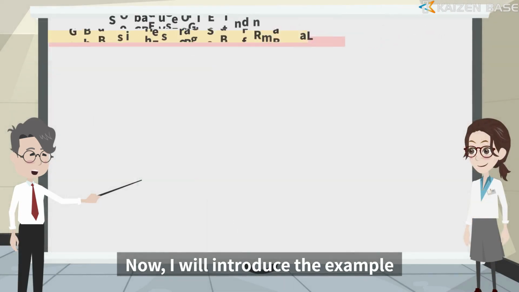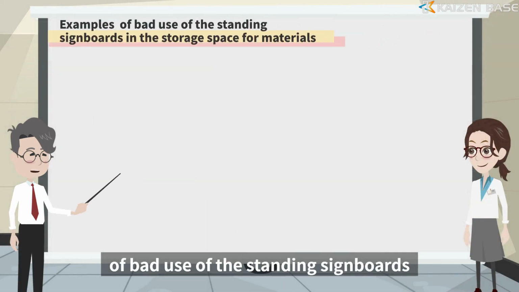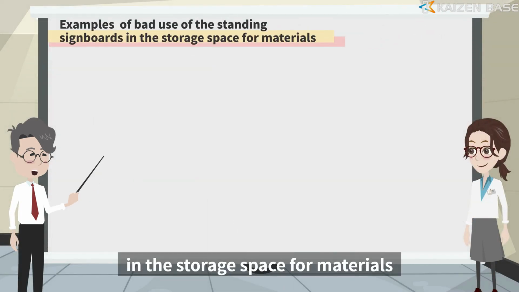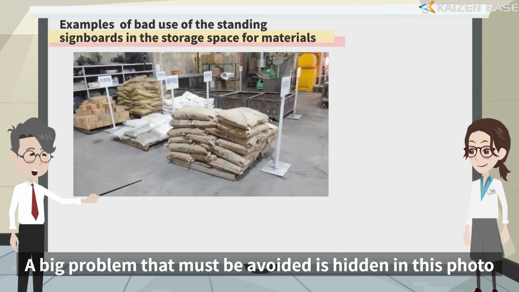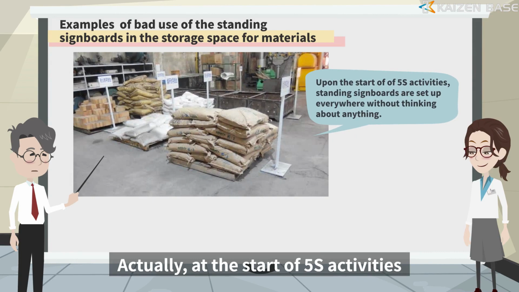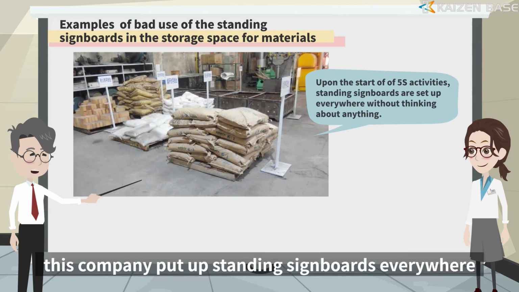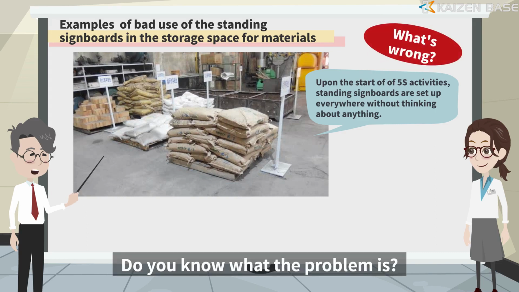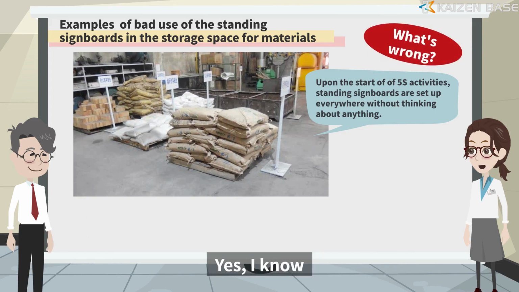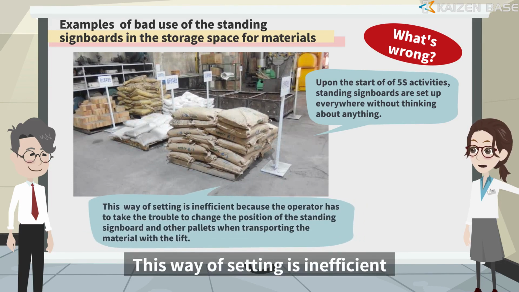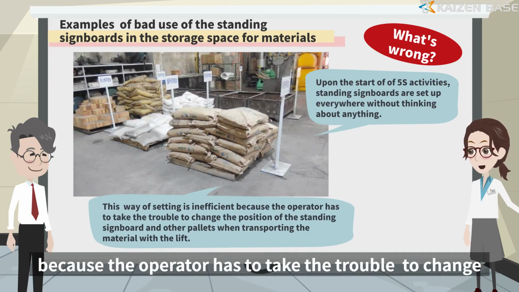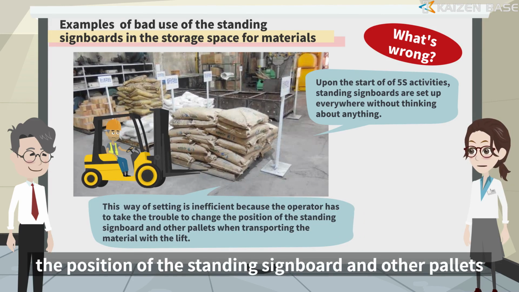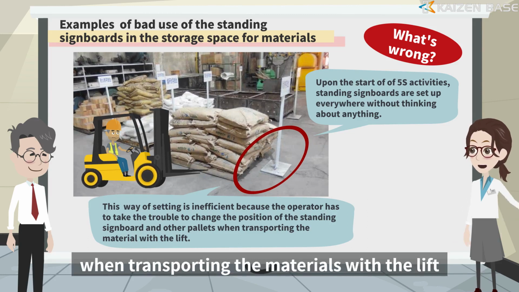Now, I will introduce the example of bad use of the standing signboards in the storage space for materials. A big problem that must be avoided is hidden in this photo. Actually, at the start of 5S activities, this company put up standing signboards everywhere without thinking about anything. Do you know what the problem is? Yes, I know. This way of setting is inefficient because the operator has to take the trouble to change the position of the standing signboard and other pallets when transporting the materials with the lift.